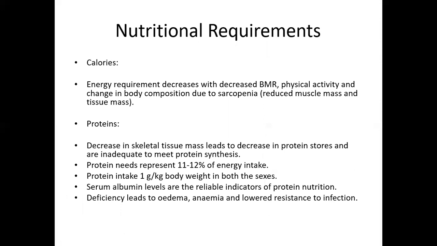Now coming to the nutritional requirements, the energy requirement is low because there is decreased basal metabolic rate. Physical activity is low, and there is also change in body composition because of sarcopenia. Sarcopenia means reduced muscle mass and tissue mass. So as a person ages, there is a lesser amount of muscle, the activity is decreased, and metabolism is decreased. So compared to an adult, an older person will need a lesser amount of energy.